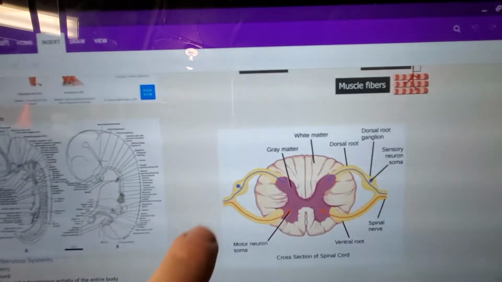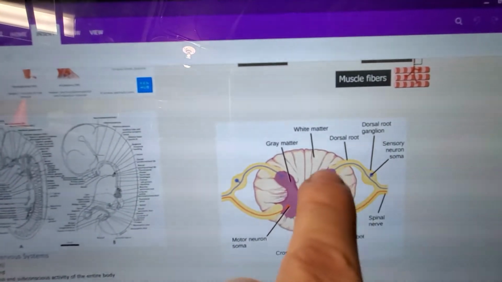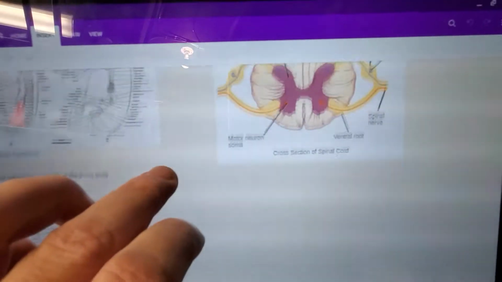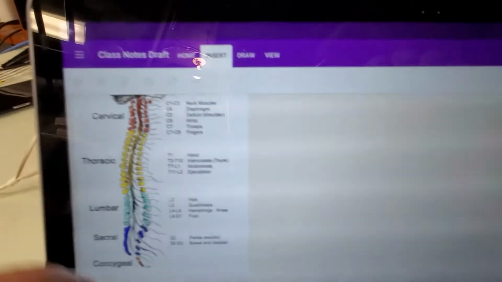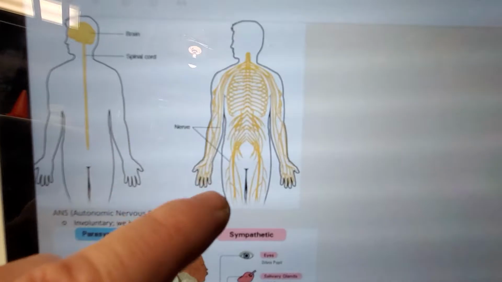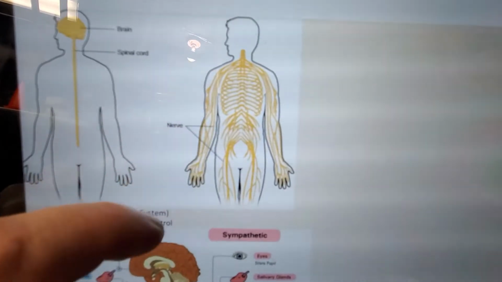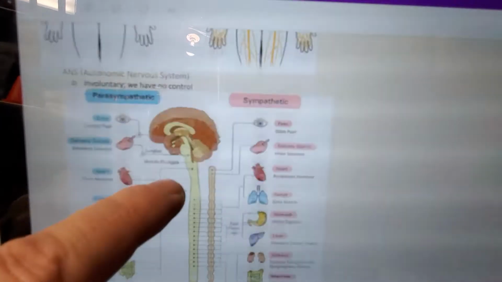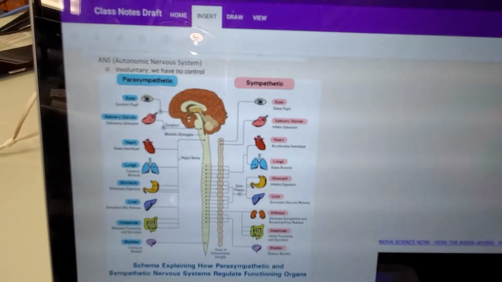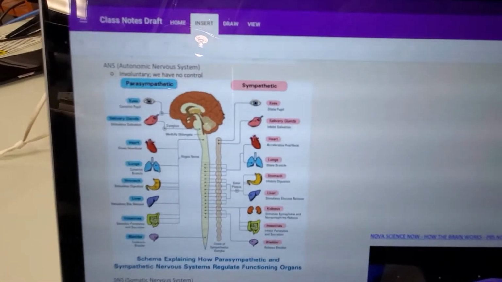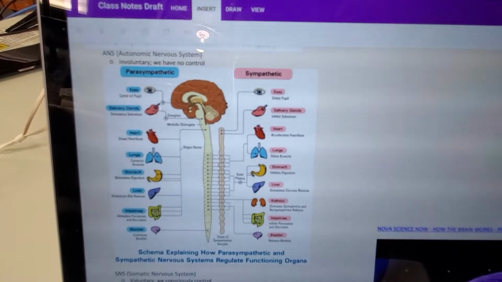Okay, and there are 43 of these coming off. 12 of them are cranial, 31 are the rest of the body. And you see how they all connect. They run throughout the entire body. And the peripheral nervous system has two sections to it. It's got the autonomic nervous system and the somatic nervous system.